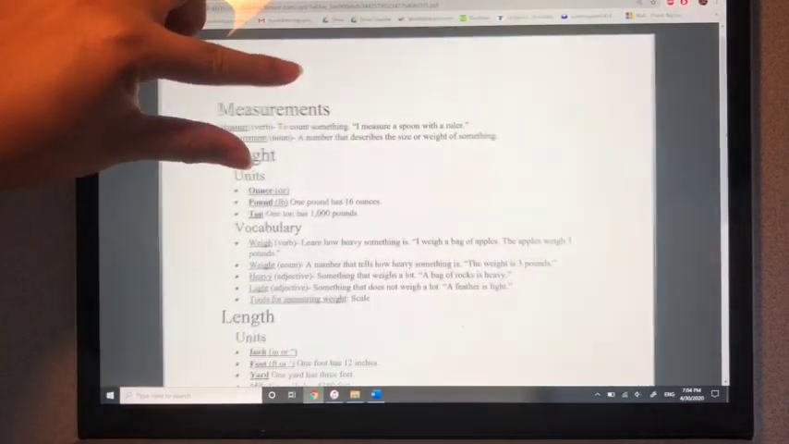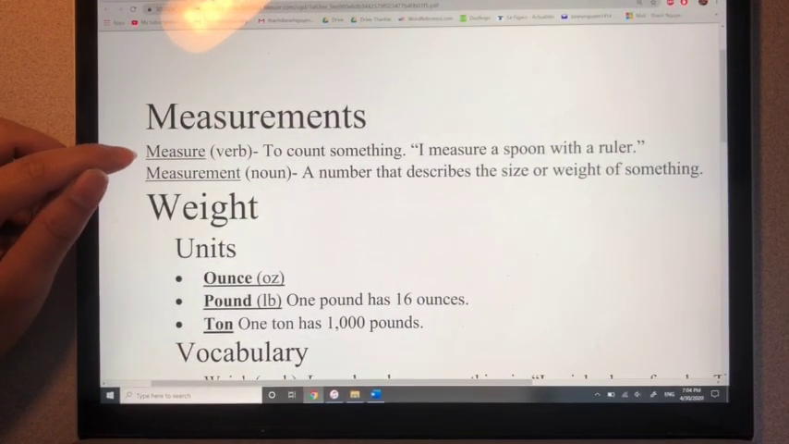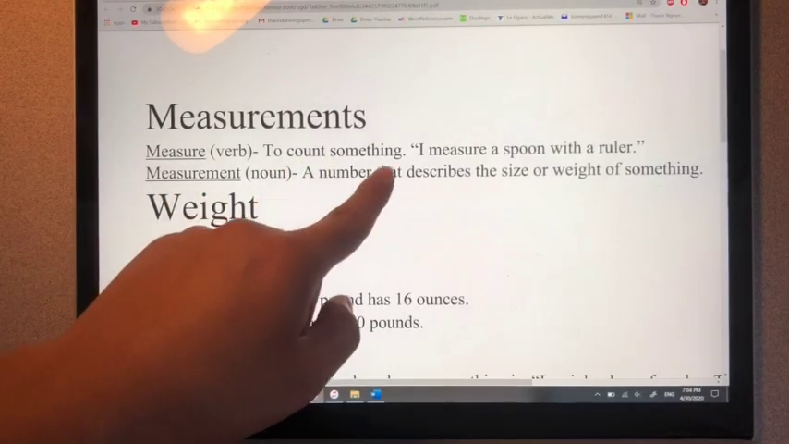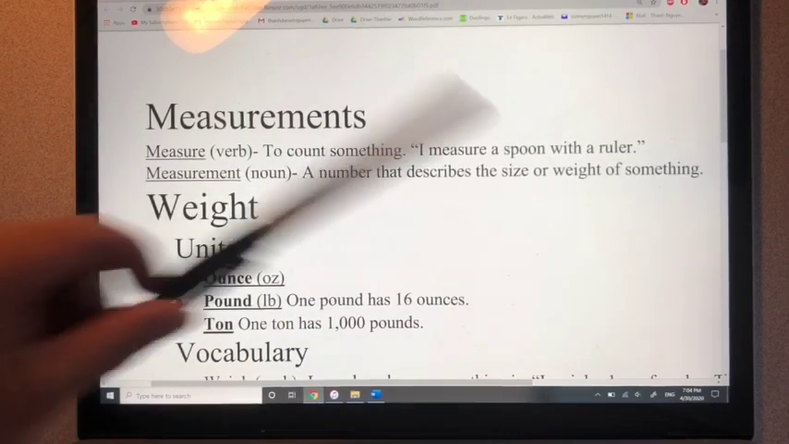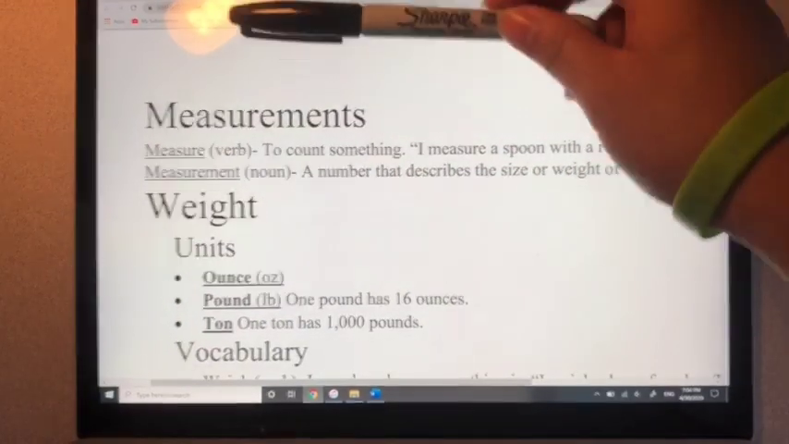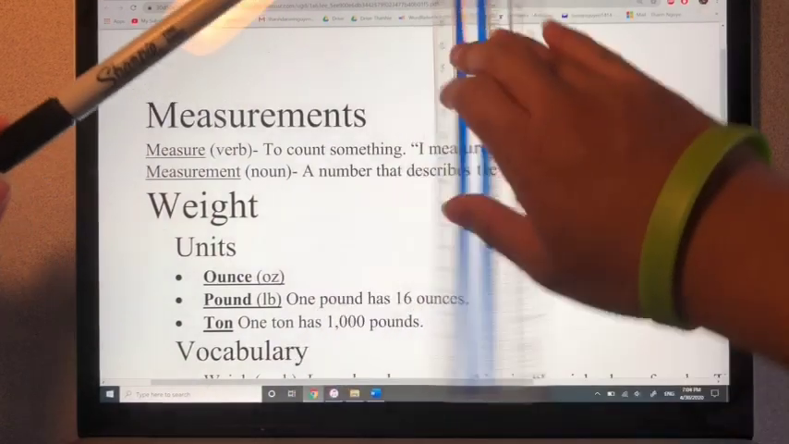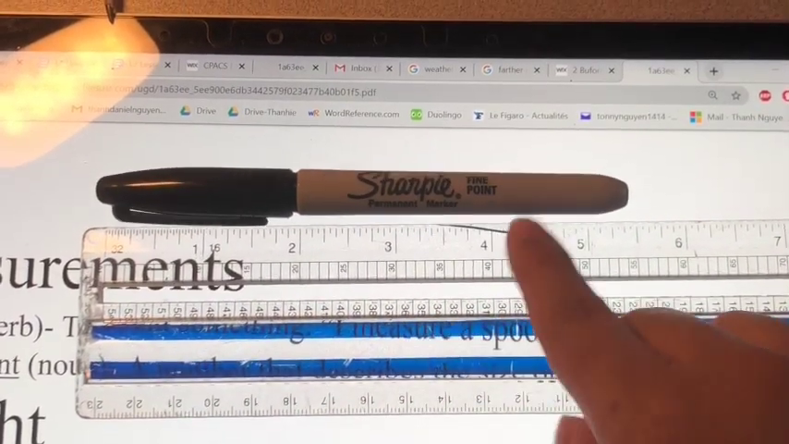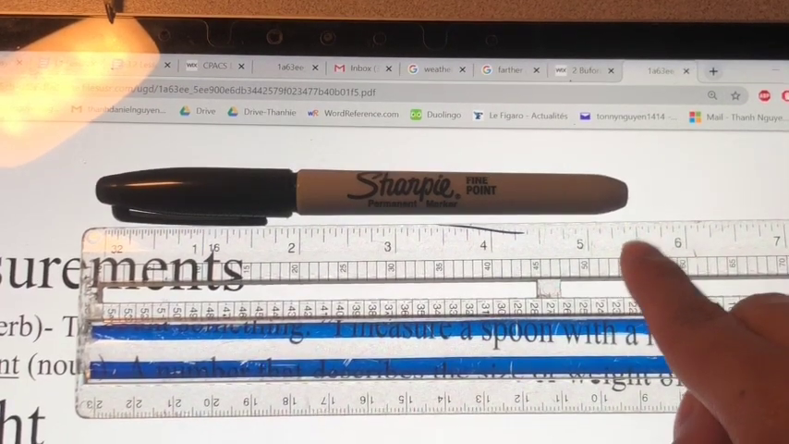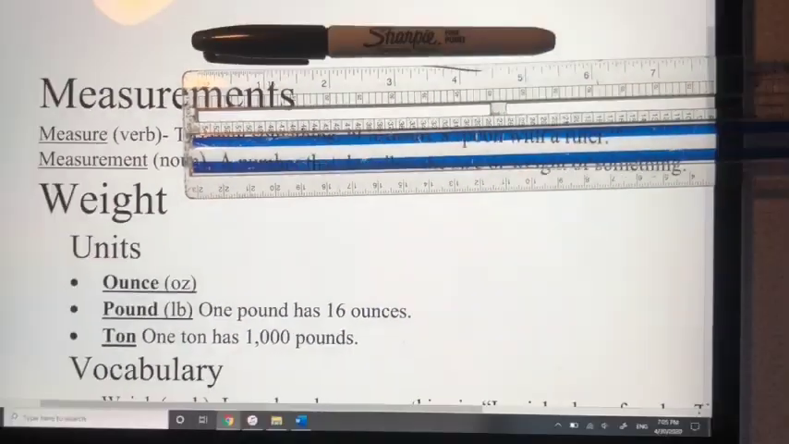So let's review very quickly. Measurements. Measure. To measure something is a verb. To measure something means to count something. So I measure a spoon with a ruler. Well, I don't have a spoon, but I do have a marker. And I can measure this marker with a ruler. Let's see. This marker is 5.5 inches long. This is the half point here. So it's 5.5 inches. The marker is 5.5 inches long.